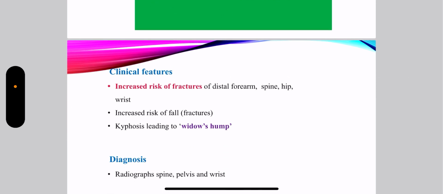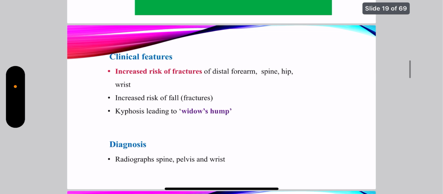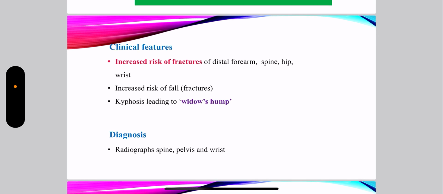Now, what are the clinical features seen in a person suffering from osteoporosis? Increased risk of fracture in the distal forearm, spine, hip, wrist. We had already talked about this thing. There will be increased risk of fall and kyphosis, leading to widow's hump. How can we diagnose the condition? We had already seen the radiographs.